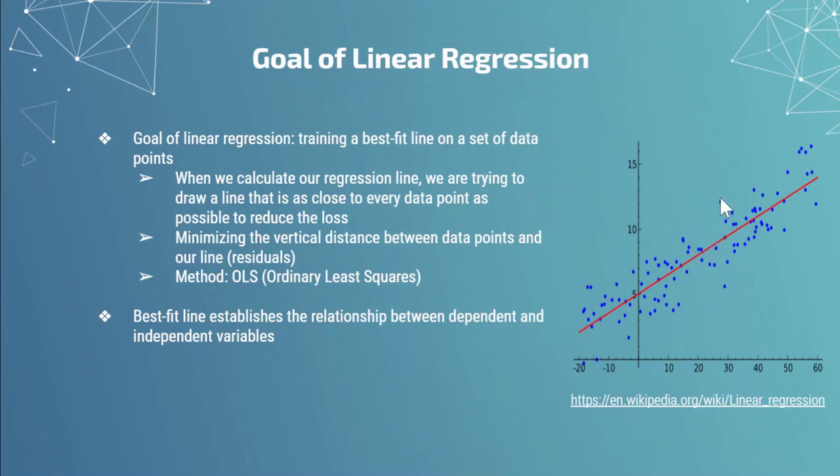But essentially, imagine a line between this data point here and our predicted value by our model. That vertical distance is called the residual or the error. And when we're trying to calculate this linear regression line, we're trying to minimize that distance as much as possible to optimize our model. And the method to do this, like I said before, is OLS, or ordinary least squares. And I'm going to be covering this more in detail in the next video, so stay tuned. But the main takeaway here is that this line of best fit is establishing a relationship between our dependent variables and our independent variables or features.